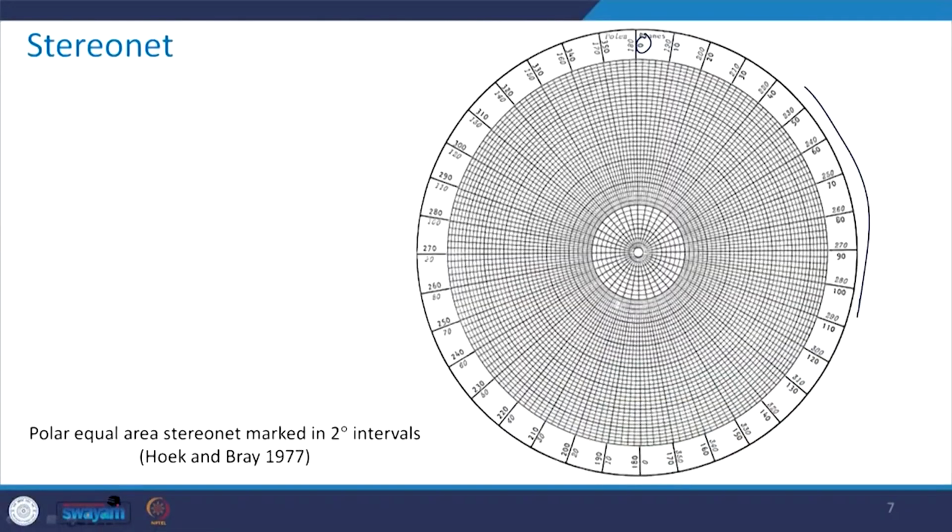Now, similarly, here we have the polar equal area stereo net, which is again marked in 2-degree interval. Again you can see that it is the projection of that sphere on the horizontal plane. You see that it is varying from 0 to 360 degrees all round.